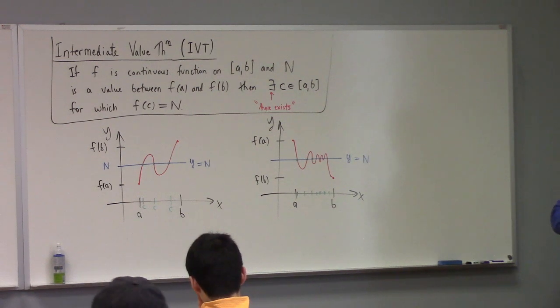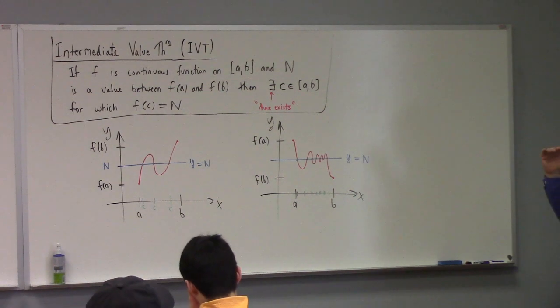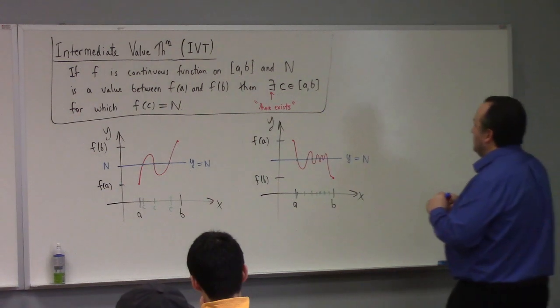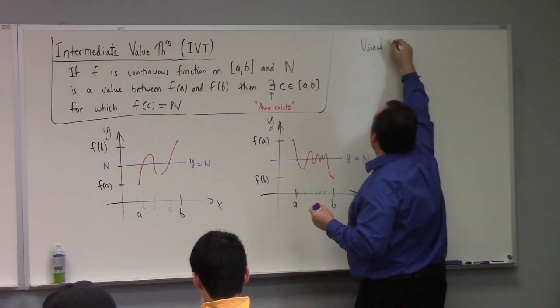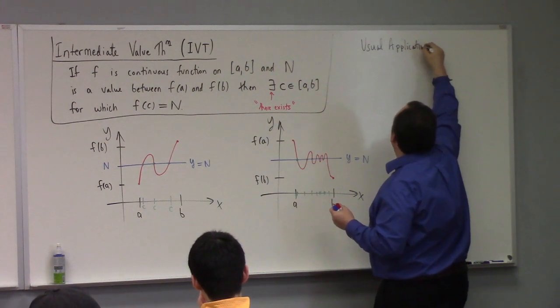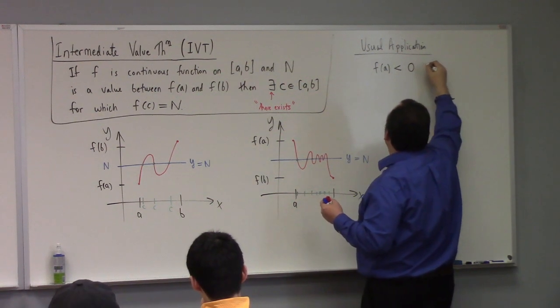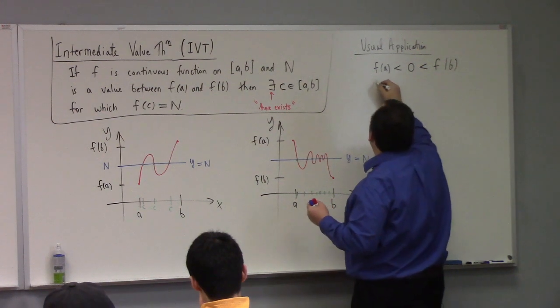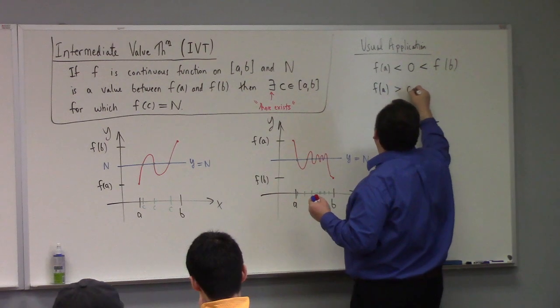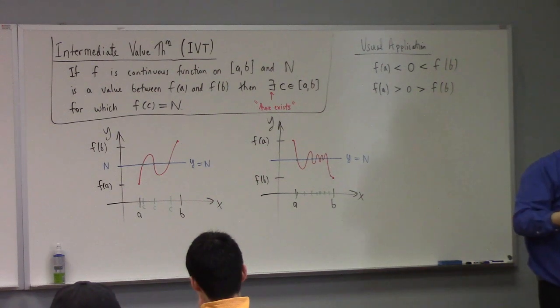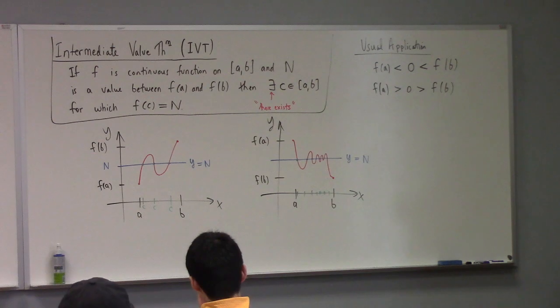And so this is what the intermediate value theorem says. It says that if you have a continuous function, every value between the starting point and the ending point on a closed interval has to be attained. Our usual application of this theorem is what? If you have f of a is less than 0, is less than f of b, or if you have f of a is greater than 0, is greater than f of b, what does that mean for a closed interval and a continuous function? 0 is an intermediate value. That means there has to be a place between a and b where your function was 0.